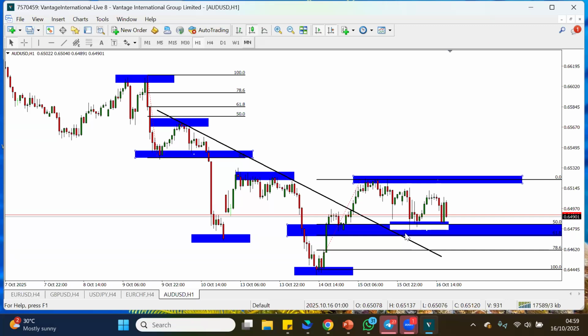So you can tinker with it. Try and use the trend line. Sometimes you will need it. Sometimes you will not need it. Okay.